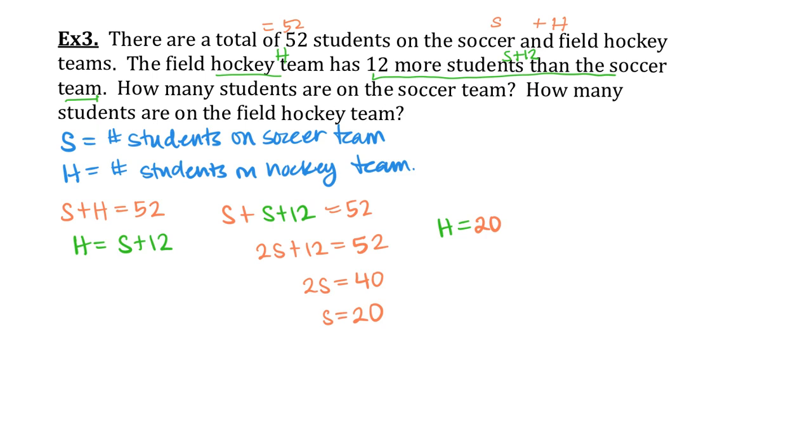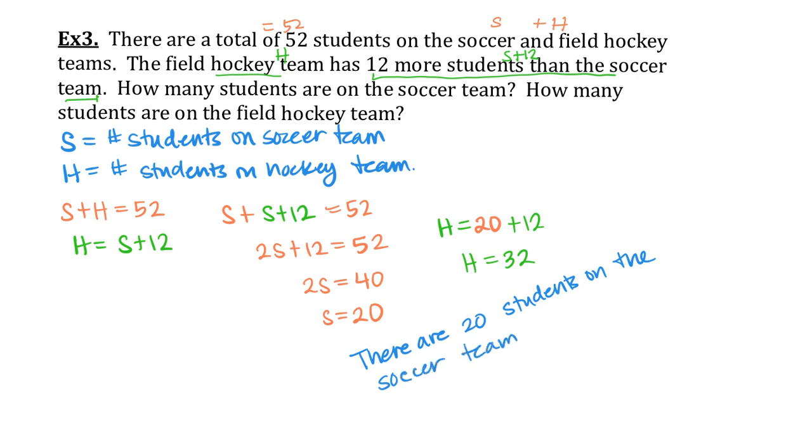And then I'm plugging it back into this equation. So H equals S plus 12. So I got 32. So how many are on the soccer? There are 20 students on the soccer team. And 32 students on the field hockey team.